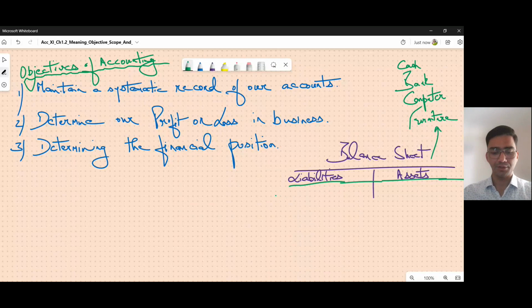All right. The next point, it facilitates the management. So the fourth point is that the objective of accounting is to facilitate the management.